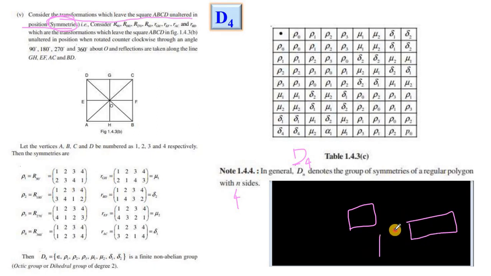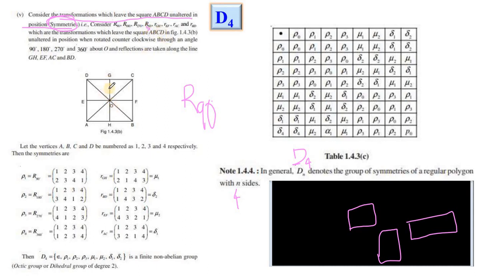It will be like this, but in the case of the square, the position is unaltered, so that is one of the symmetries. So R90 is one of the symmetries. And in a similar way, R180, R270, R360, it is actually 360.